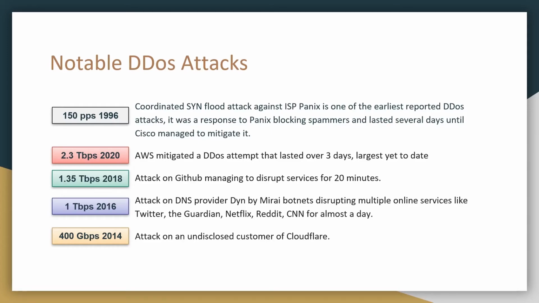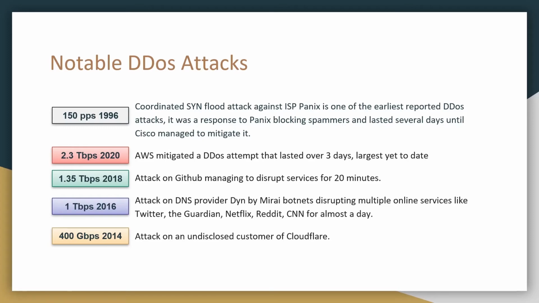In 2020, AWS reported an attack lasting over 3 days. It is the largest attack by volume reported. In 2018, GitHub was hit with DDoS, which managed to last 20 minutes before being mitigated. This could have potentially impacted thousands of projects hosted there.